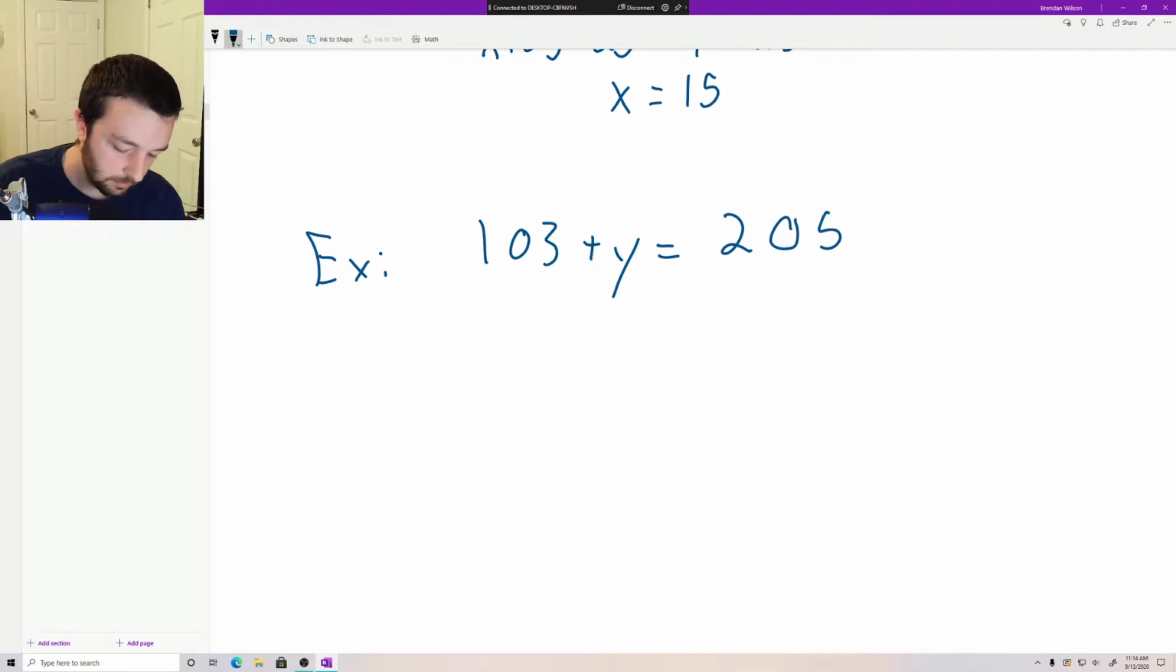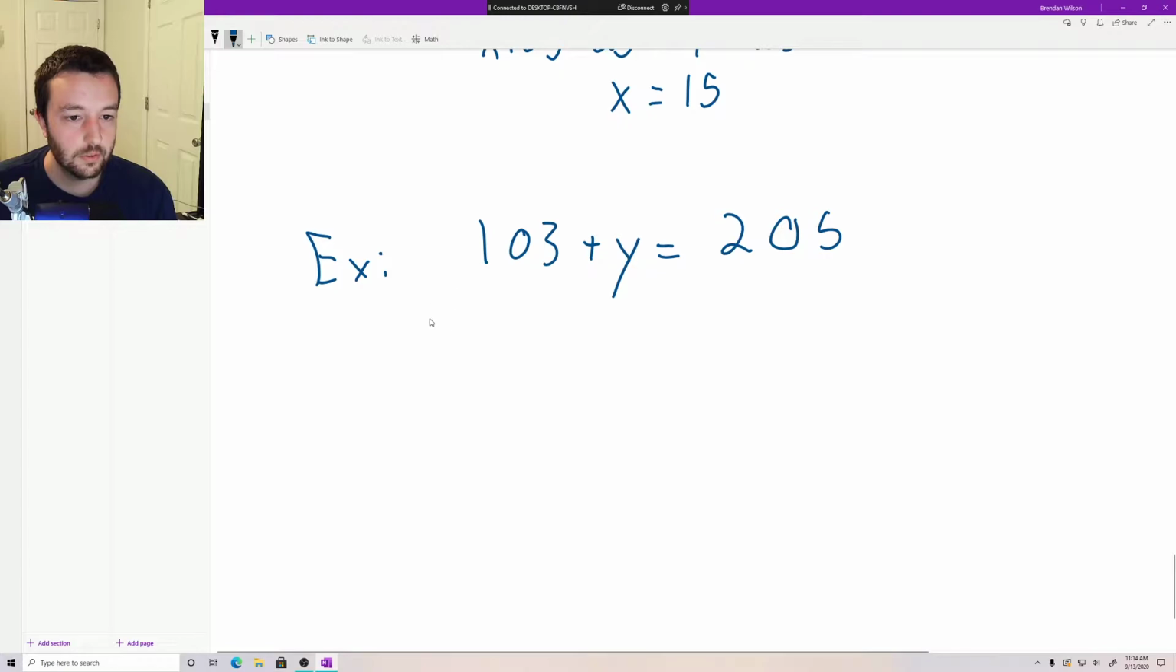Okay. So notice I'm using y here. I was typically using x, but we can use any letter to represent a variable. Okay. So we want to know exactly what y is. There's only one possible thing it can be. There's only one thing we can add to 103 to get 205. So there's a couple ways you can approach this.